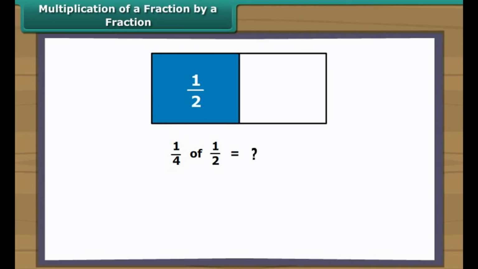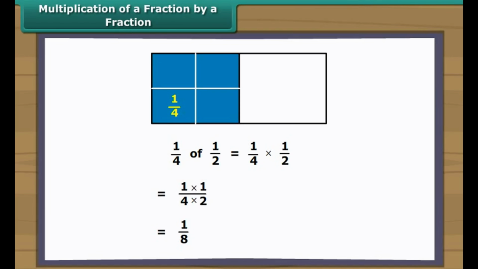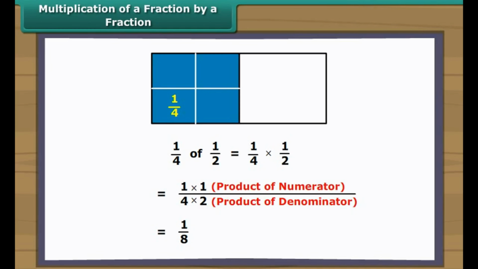Multiplication of a fraction by a fraction. Let us now learn how to find the product of two fractions like 1/4 of a half. The shaded portion in the figure represents half of the whole part. Taking out this part and dividing it into 4 equal parts, we get a figure in which each part represents 1/4 of a half. 1/4 of a half means 1 upon 4 multiplied by 1 upon 2. This is equal to 1/8. We multiply two fractions as product of numerators upon product of denominators.